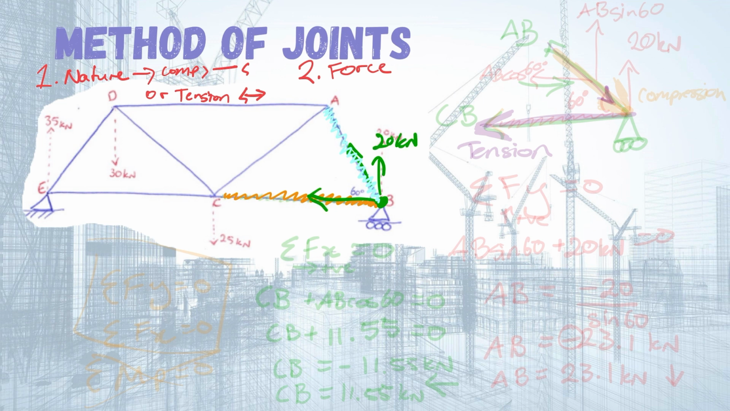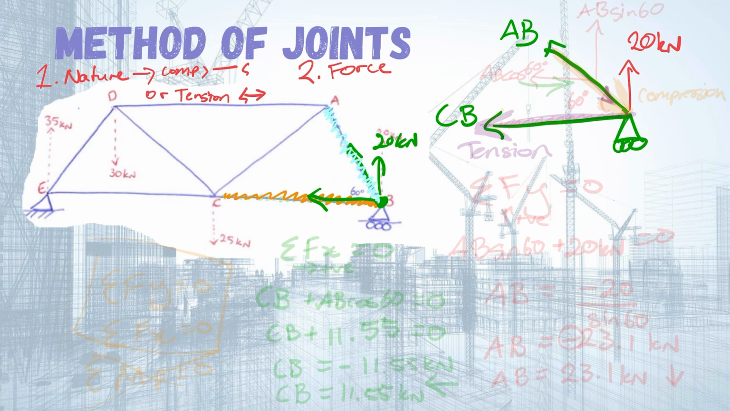So if we draw this joint again, we get something that looks like this. So we've got a roller support. We've got our member AB. We've got our member CB, which is the one we're trying to work out the nature and the force in it. And then we've got a force acting of 20 kilonewtons this way. And this is all we need to take into consideration for our calculations.